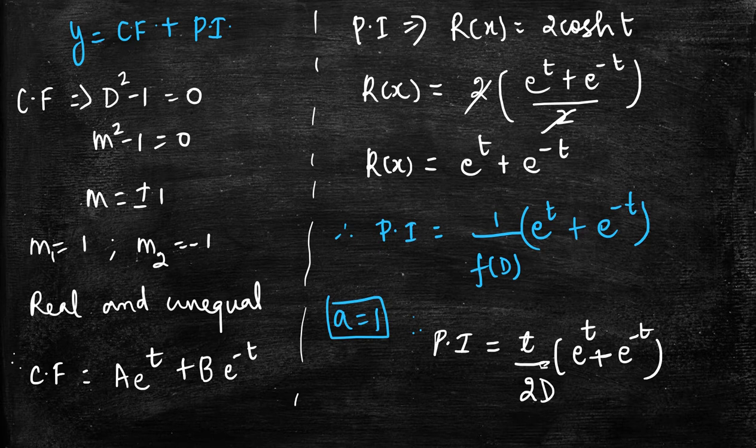When you substitute in the particular integral, your f of d is d square minus 1. So when you substitute a is equal to 1, you will get your denominator to be 0. So I am going to do a differentiation of my term. I am going to solve it by the second step, which is multiply t by differentiating, 2d into e power t plus e power minus t. So this first differentiation is for our first term, e power t term.